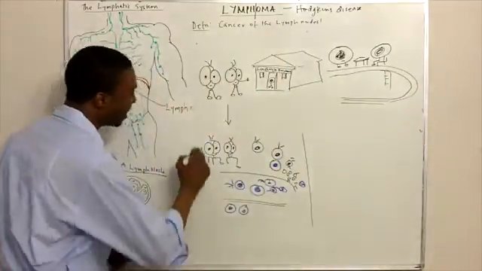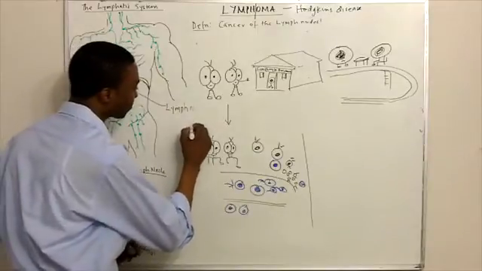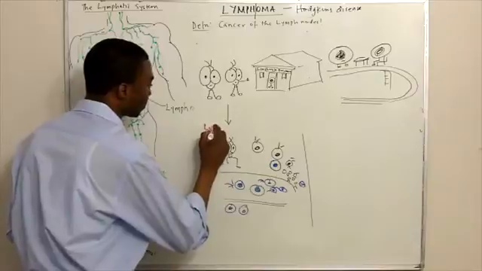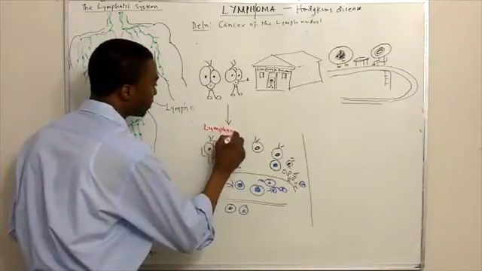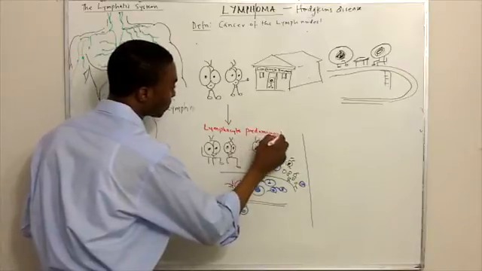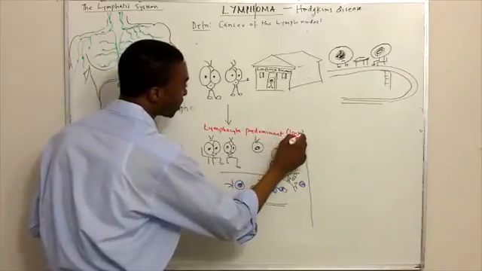This is actually known as the lymphocyte predominant. Lymphocyte predominant. And this is about 10 to 20% of the time.